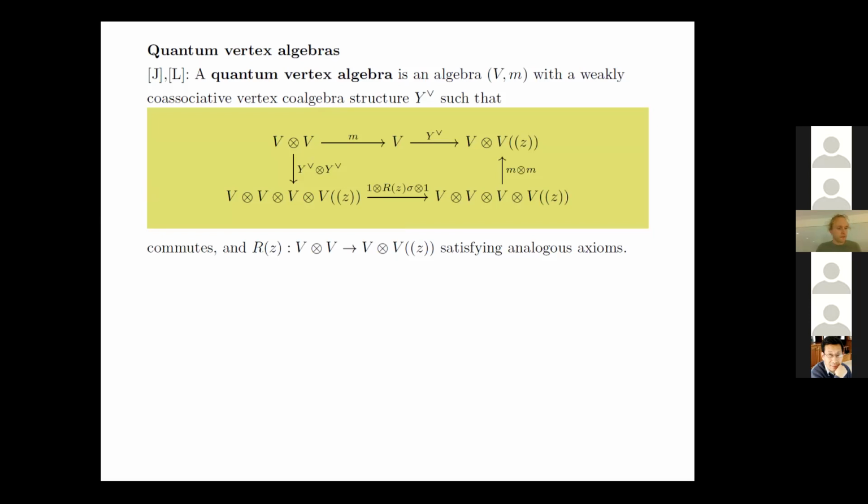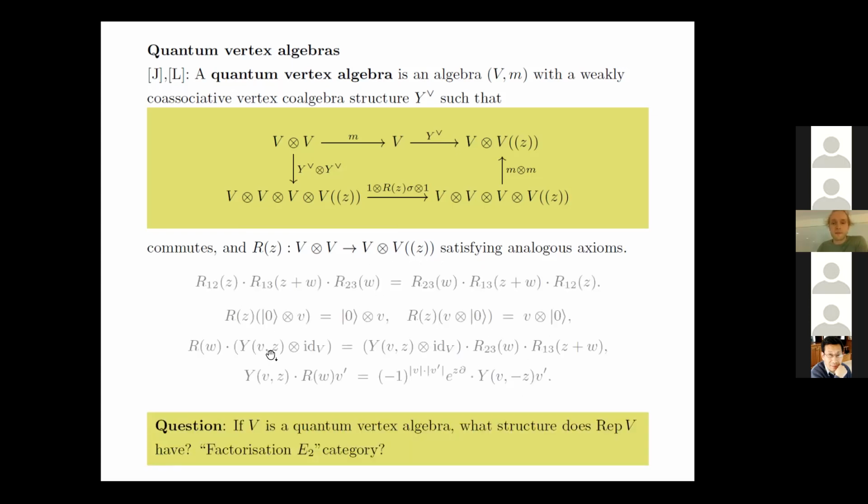So a quantum vertex algebra is a compatible algebra and a vertex coalgebra structure. This vertex coalgebra structure might not be weakly co-commutative, but it's weakly co-associative, which are compatible in the way which is exactly analogous to the definition of a quantum group or quasitriangular bialgebra. And moreover, you want a so-called R matrix, which is a map from V tensor V to V tensor V double bracket Z, satisfying analogous axioms to the quantum group story.